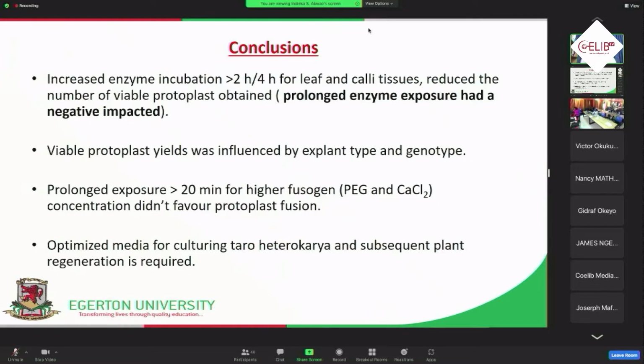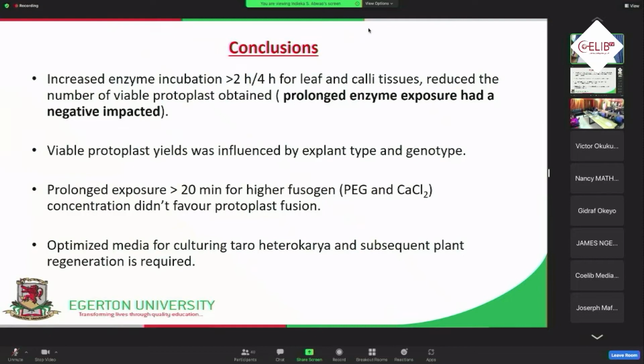So time period is quite important when it comes to yield. And of course, explant type and the genotype, that is Egerton, really influence the yield of protoplast that we're getting and even the quality. And of course, when it comes to fusion, going more than 20 minutes, especially for the best fusogen, PEG and calcium chloride, then you don't get quite good numbers in terms of fusion.